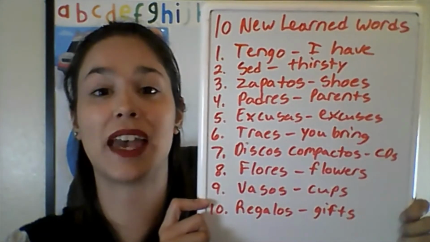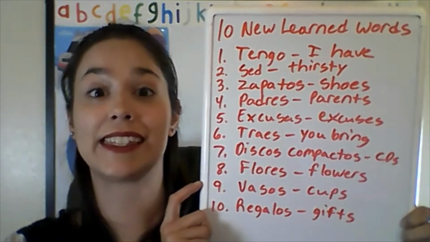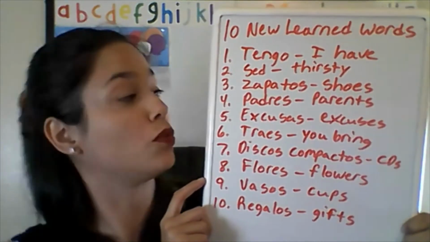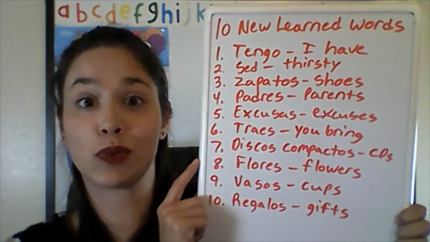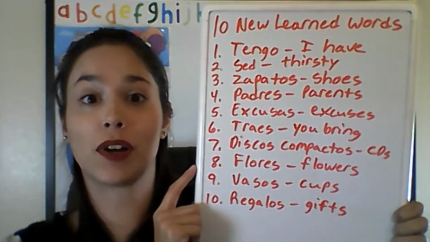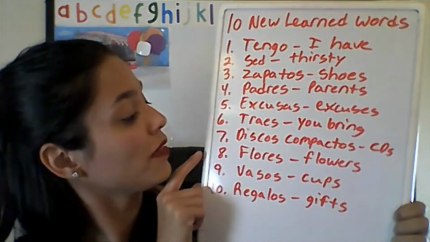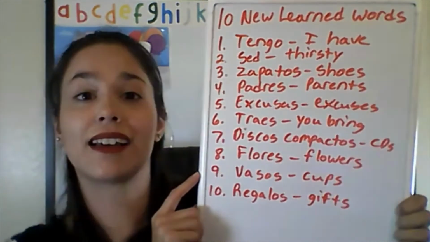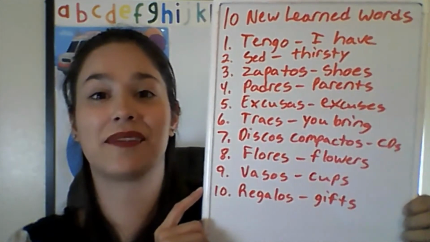All right, so we have our first one. Tengo, I have. Sed, thirsty. Zapatos, shoes. Padres, parents. Excusas, excuses. Traes, you bring. Discos compactos, CDs. Flores, flowers. Vasos, cups. And the last one, regalos, gifts.